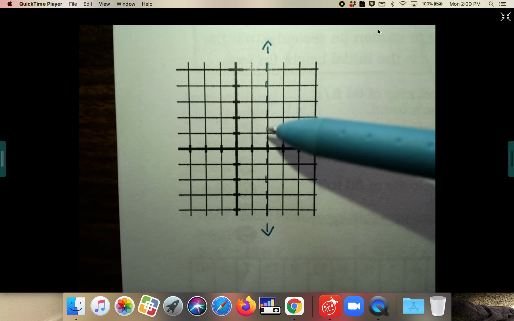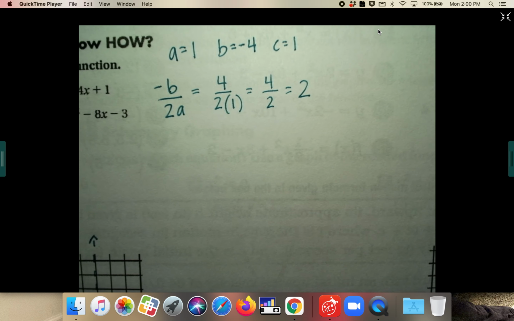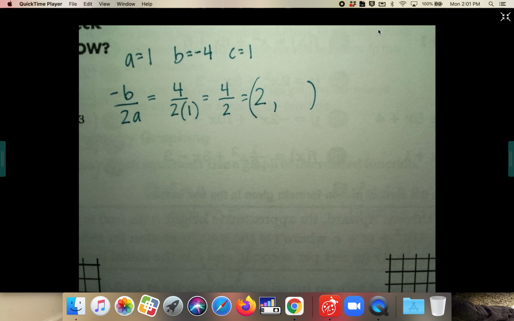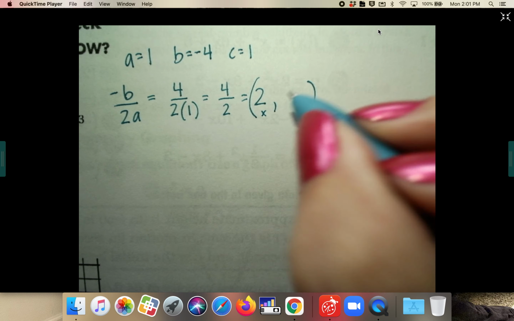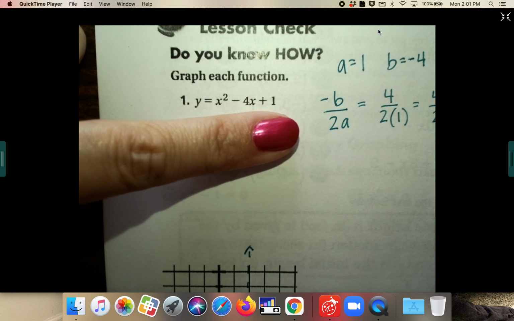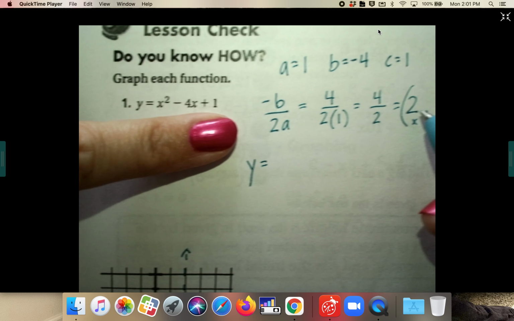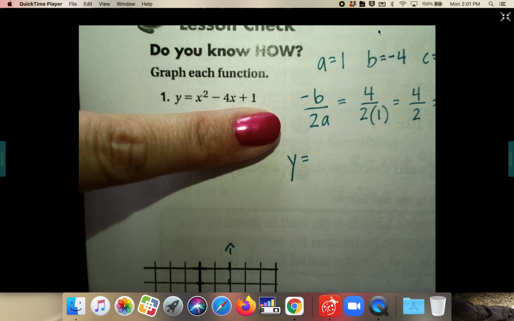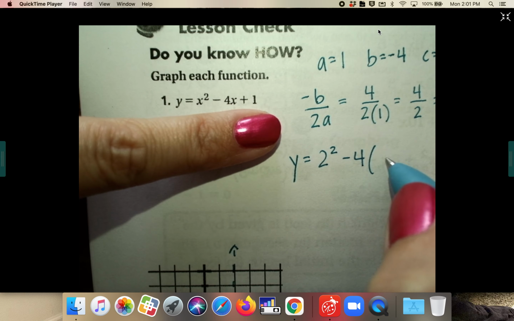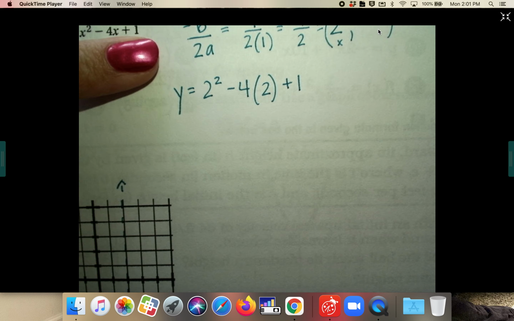From there, we need to find where our vertex is somewhere on this. So we've got half of our vertex. We know that it's 2 comma something, but we have to plug in 2 for x in this top equation. So I'm going to write out below that y equals, not x squared, but 2. I'm going to plug in 2 for x. So 2 squared minus 4 times 2 plus 1. And then we're going to solve it.